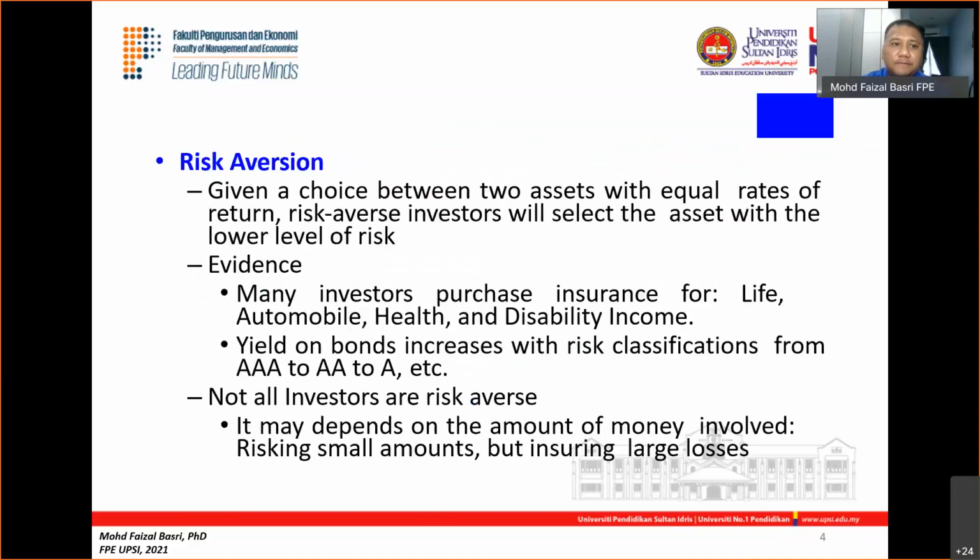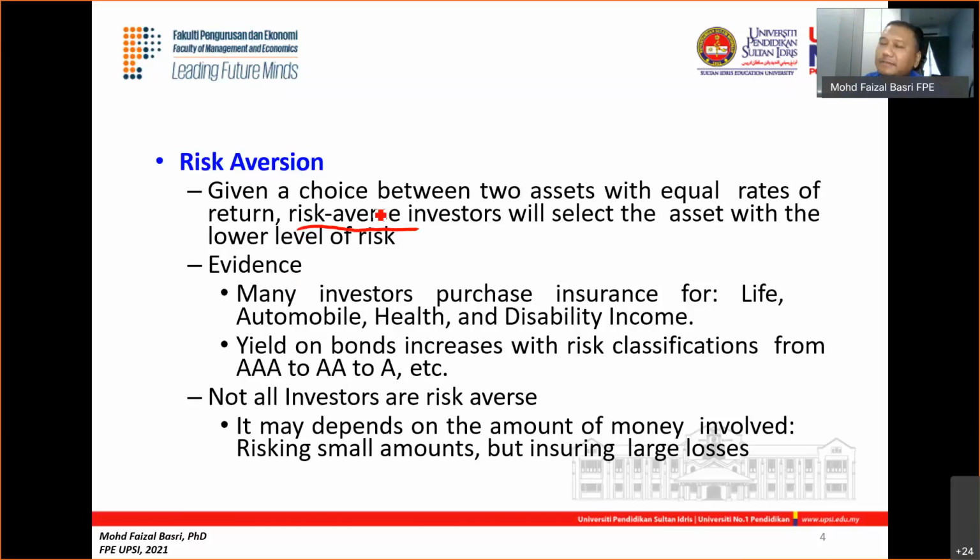Okay, risk averse. Risk averse is a choice between two assets with equal rates of return, and risk averse investors will try to select the asset with the lower level of risk. The reason why we do a portfolio in the first place is to reduce risk. So when we do the portfolio selection process, one of the steps is to set up the portfolio. We need to choose assets with a lower level of risk as part of our portfolio, to become what we call a risk averse investor.